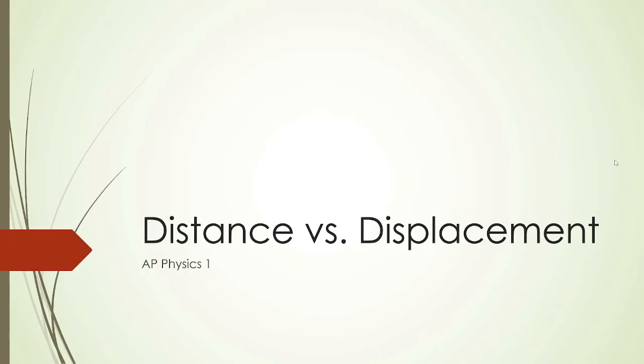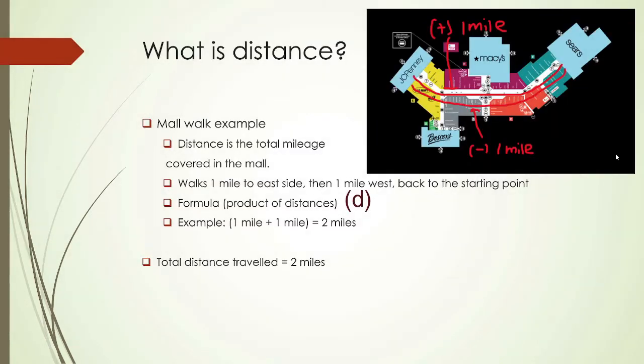Distance and displacement are key concepts in AP Physics 1. We must be able to differentiate between the two concepts for different problem types and scenarios. To begin, we must first realize the concept of distance. This is the measurement of the total distance traveled.